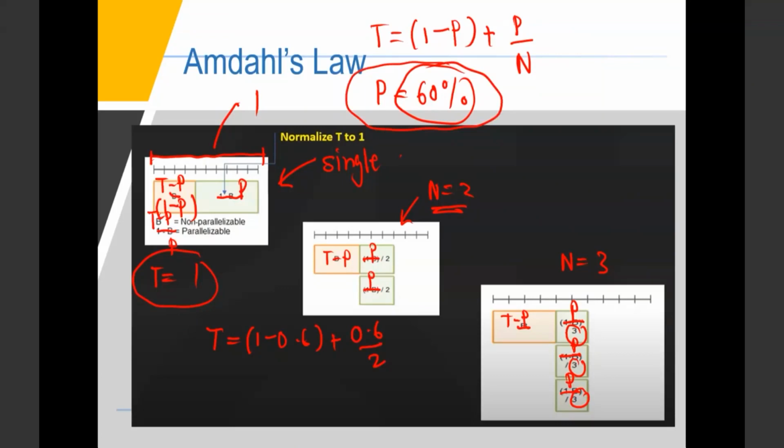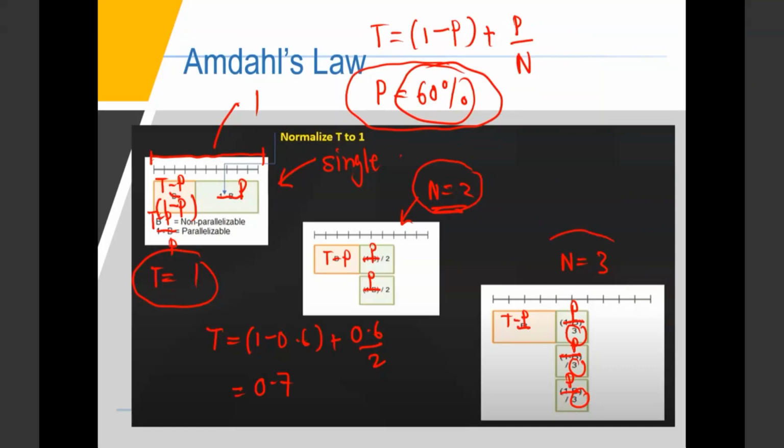So what happened here is, you will get 1 minus 0.6, which is 0.4, plus 0.3, and you will get 0.7. So this is when you use the parallelization factor of 2. Okay, you use a dual core processor.